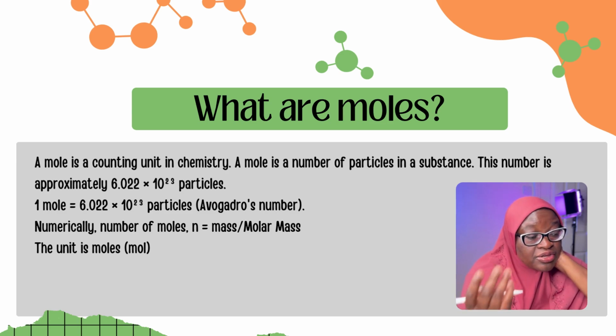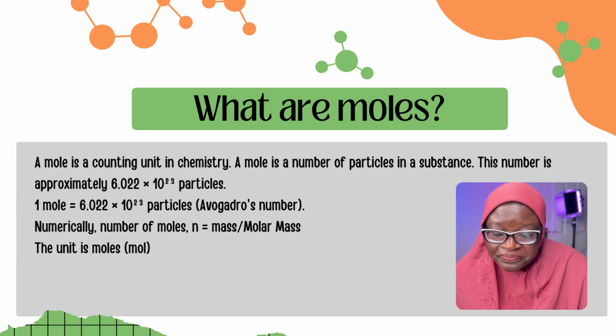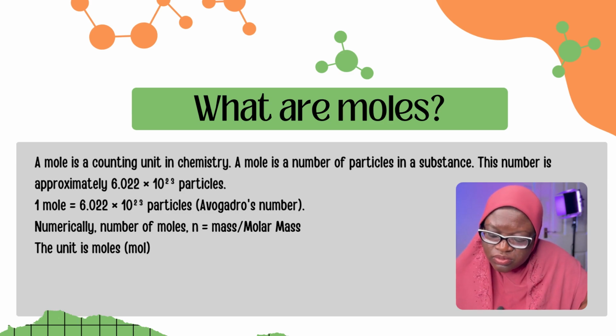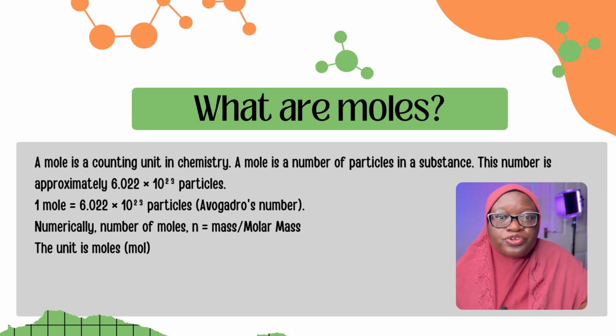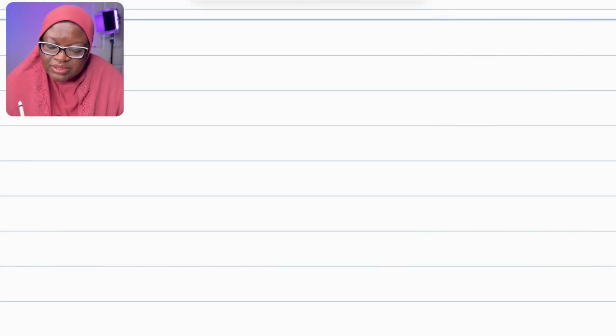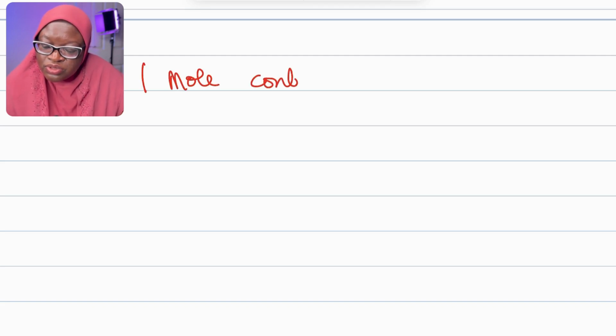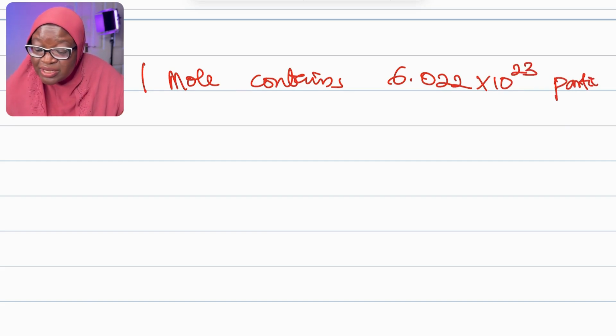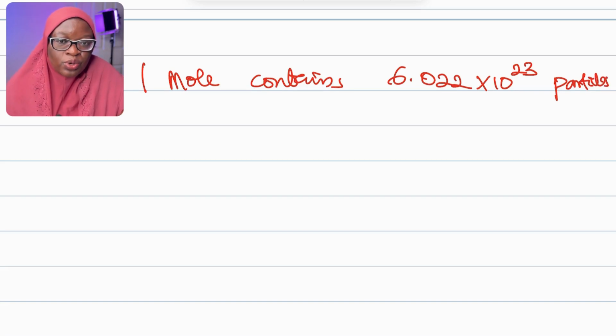So numerically, how do we do this? So we've said, 1 mole contains or is equal to 6.022 times 10 raised to power 23 particles. So whether it is an element, an atom, or ion, this is the number of particles that it will contain.